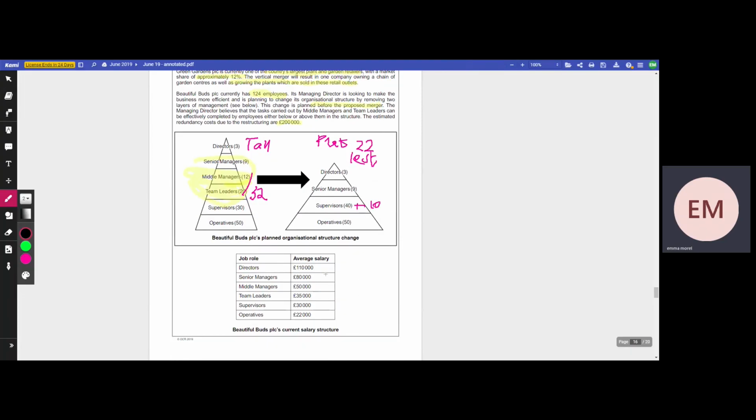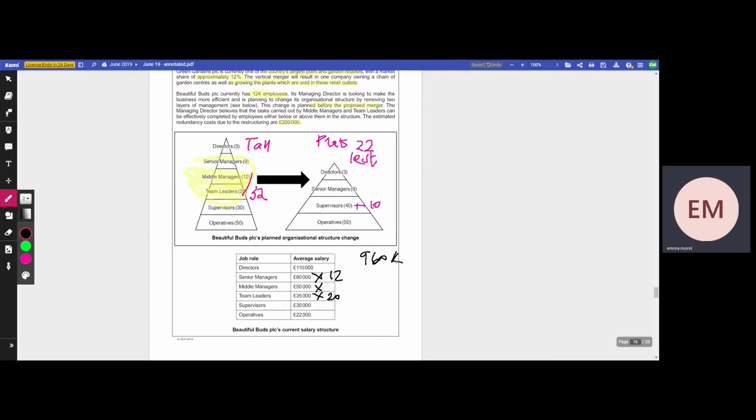So we had 12 middle managers, so 80,000 times 12. And then team leaders that are going, 35,000, and we had 20 of those. Okay, so let me just get my calculator and do 12 lots of 80,000. 12 times 80 is 960,000. So 960K for the, I've done that completely wrong. Ignore what I've just said.